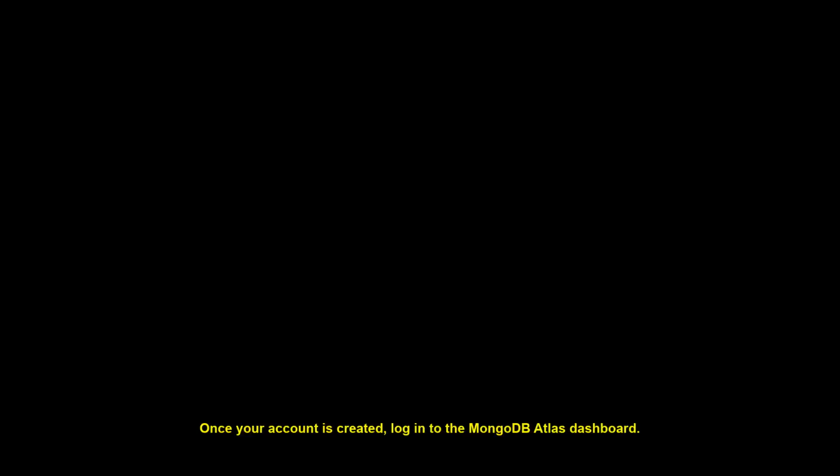Once your account is created, log in to the MongoDB Atlas dashboard. Click on the Build a Cluster button to start creating a new cluster. Select the cloud provider and region that best suits your needs. Choose the cluster tier based on your anticipated workload and budget. After selecting the tier, click on Create Cluster to proceed.